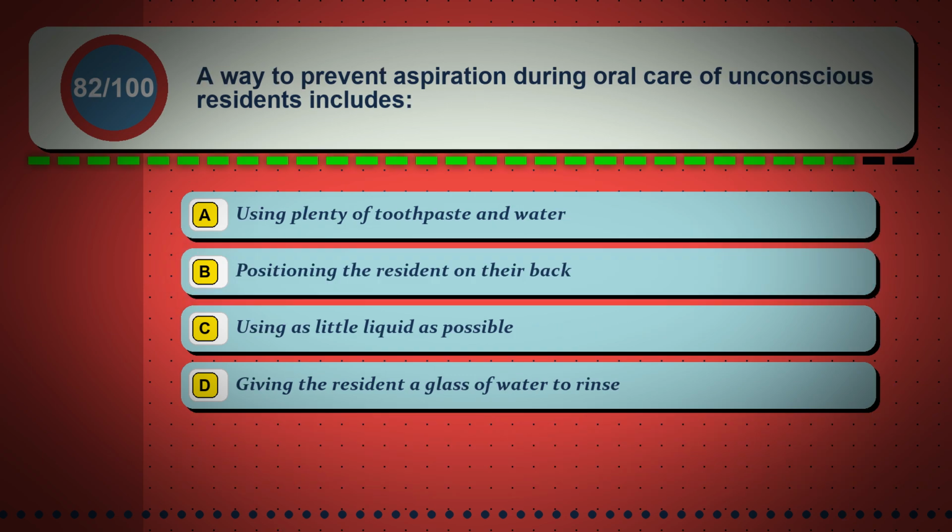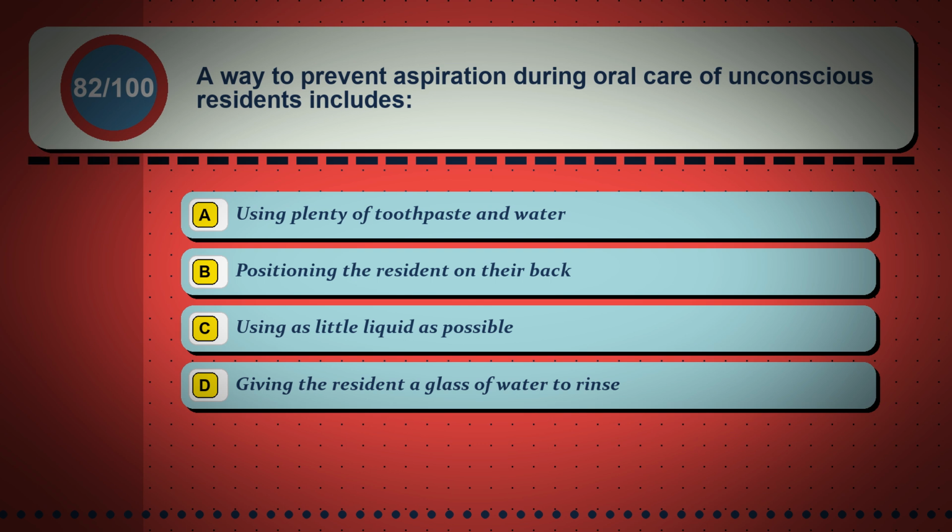Question 82. A way to prevent aspiration during oral care of unconscious residents includes option A, using plenty of toothpaste and water. Option B, positioning the resident on their back. Option C, using as little liquid as possible. Option D, giving the resident a glass of water to rinse.